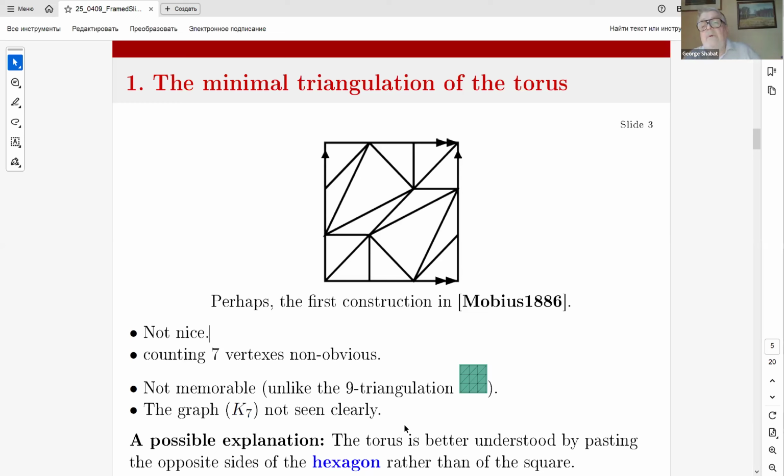Well, from some other points of view, for example, considering the nerves of the coverings that are small extensions of the cells, the hexagon works much better than the square with the opposite sides identified, just because the nerve of such a standard covering is simply homeomorphic to the initial torus.